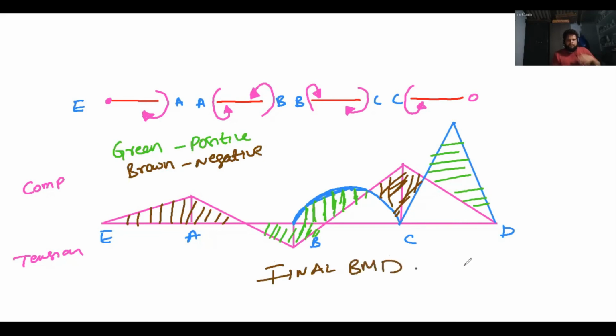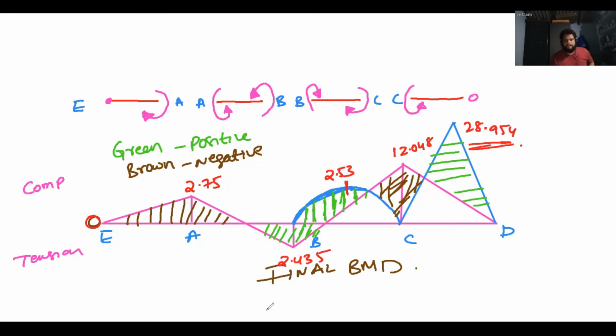Okay, so thank you. If you have any doubts, you can ask me. Let me put these values here, that is important. So this is 0, and I have to use another color. Pink, red is not used yet. So this is 0, this is 2.75. This height is 2.53, this is 2.435, this is 12.048, and this height is some 28.954. So this is your final BMD.